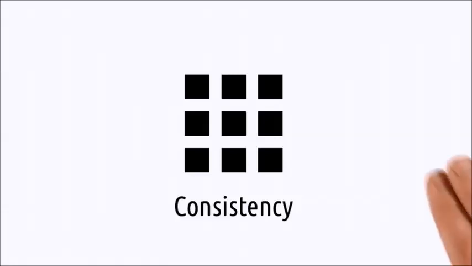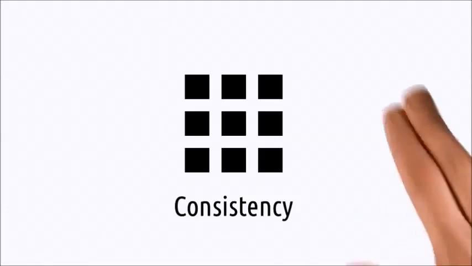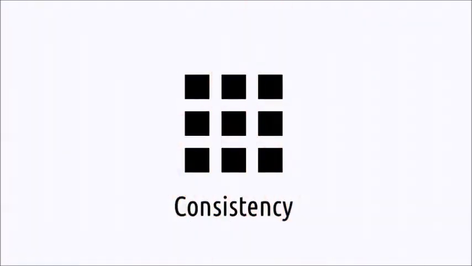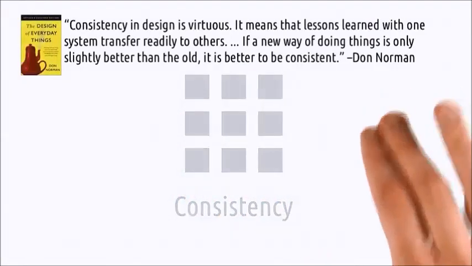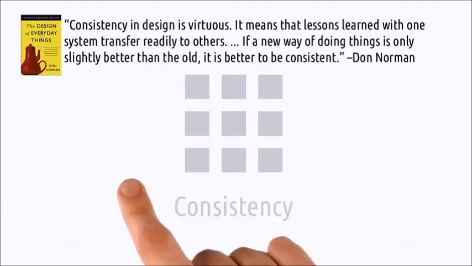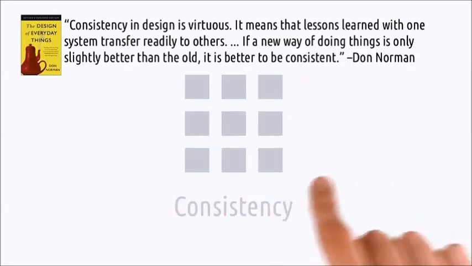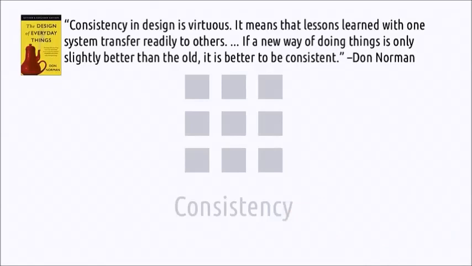Consistency is a principle from Norman, Nielsen, and Constantine and Lockwood that refers to using controls, using visualizations, using layouts, using anything we use in our interface design consistently across both the interfaces that we design and what we design more broadly as a community. Norman writes that consistency in design is virtuous. It's a powerful word there. It means that lessons learned with one system transfer readily to others. If a new way of doing things is only slightly better than the old, it's better to be consistent.